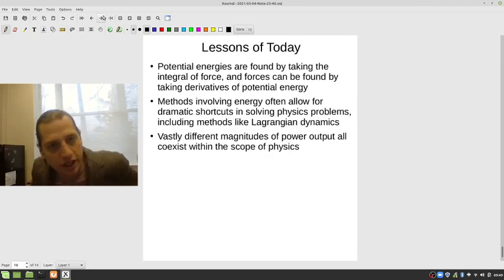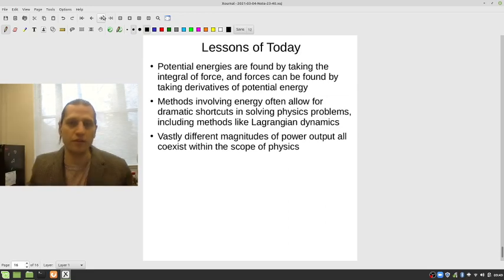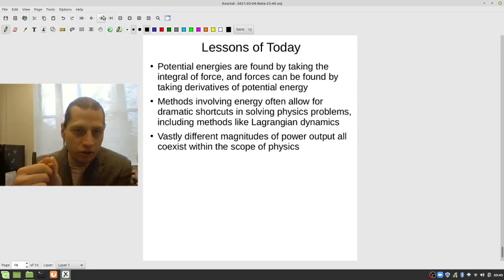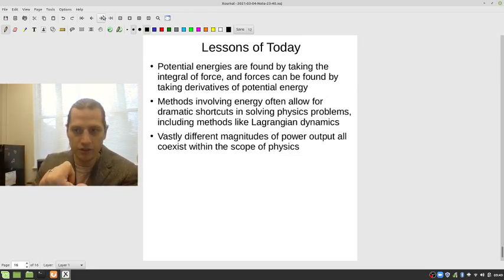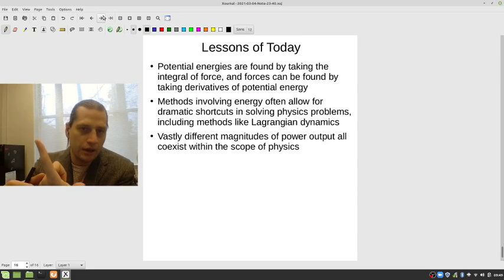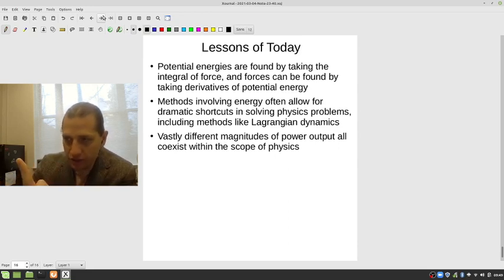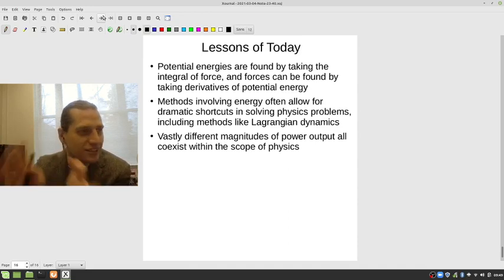Okay, so what did we learn today? One, potential energies can be found by taking the integral of force, and you can undo that by taking the derivative, so you can get forces back out from potential energies. Two, methods involving energy sometimes allow for dramatic shortcuts. And we've been doing some of those shortcuts by just writing down the energies, solving the problems. But know that that's not the end of the story.